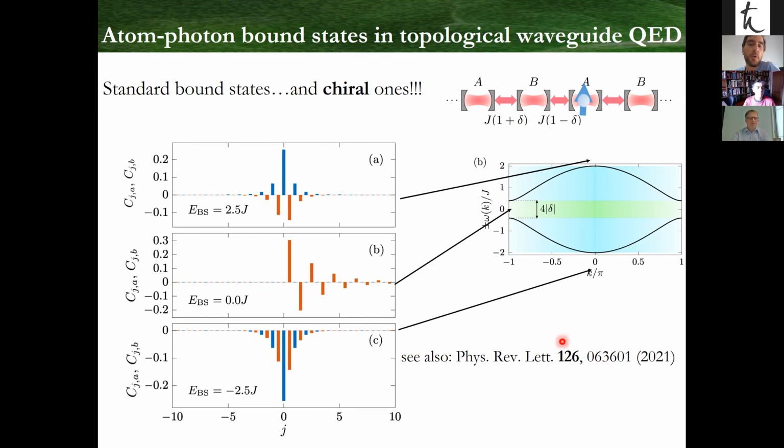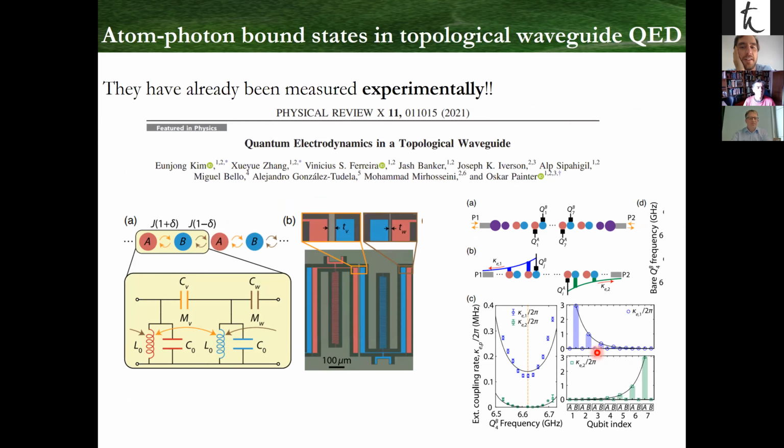So actually, if you want to know more about this origin, there is also a nice follow-up paper from the group of Ciccarello, where they also explain the topological origin of this kind of bound states. But these are pretty nice, because after our paper, we were approached by the group of Oscar Painter, and they were actually able to measure these bound states.